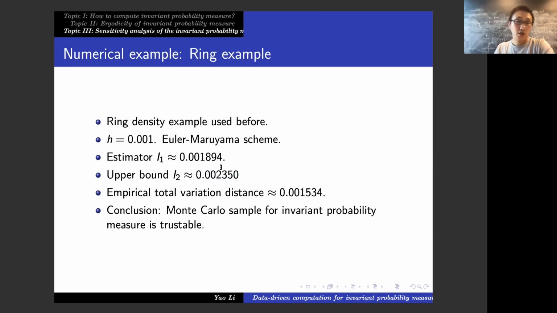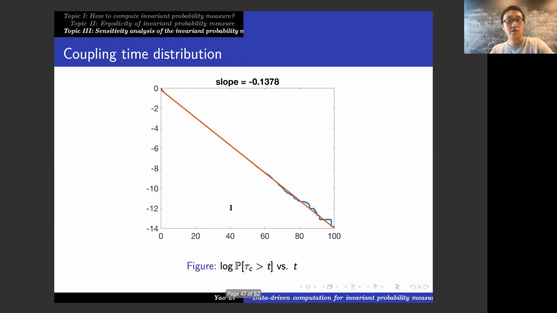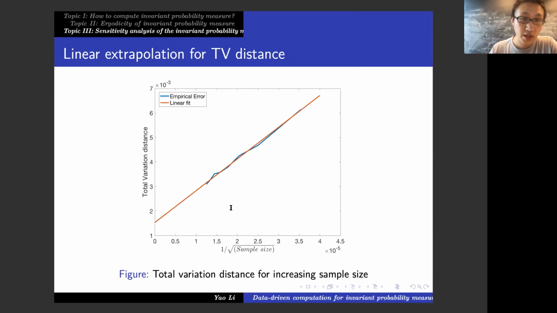0.0015. So the conclusion is, first, these two estimators are quite accurate. You are not wasting too much, even if it is an upper bound. And the second is that the Monte Carlo sampler is really trustable. That's the coupling time distribution. You can see that you can have a quite precise measurement of the slope. And that's the extrapolation I mentioned: you increase your sample size and use a linear extrapolation, then you can get a good estimation of how your numerical invariant probability measure is different from the real one.